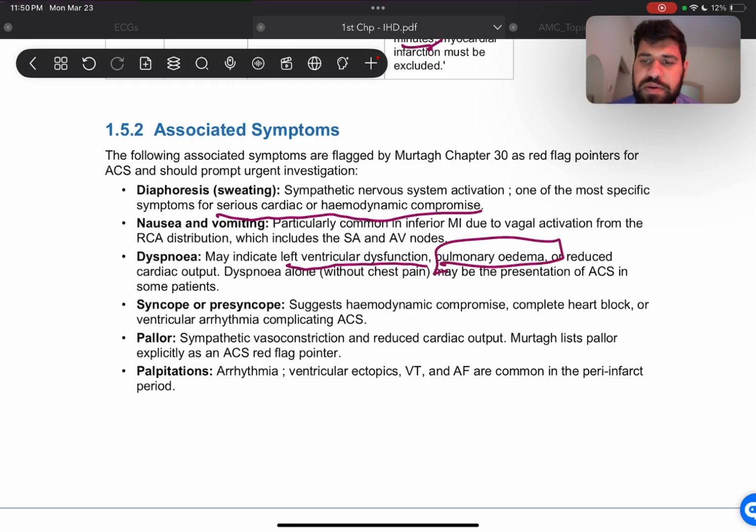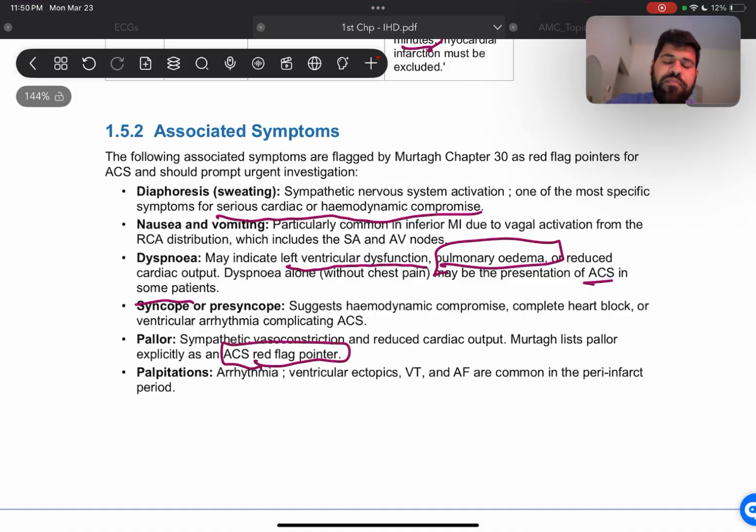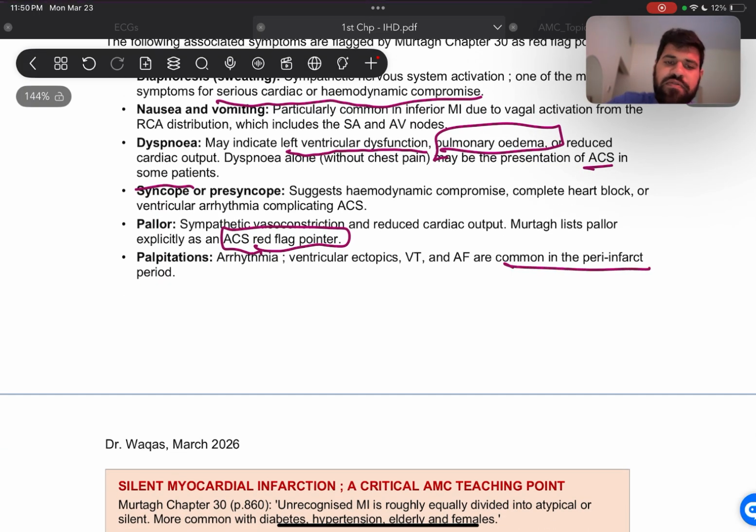All right. So pulmonary edema, we get that, or reduced cardiac output. Dyspnea alone without chest pain may be the presentation of ACS in some patients. All right. Syncope or pre-syncope suggest hemodynamic compromise, complete heart block, or ventricular arrhythmia complicating ACS. Pallor: sympathetic vasoconstriction, reduced cardiac output, and it is explicitly an ACS red flag pointer. All right. Palpitation, so arrhythmia, ventricular ectopics. You can just think about it that if the muscle of the heart is not receiving blood properly, then there are going to be arrhythmias. So the SA and AV nodes, the fibers are not going to receive enough electrolytes, enough blood. So there's going to be arrhythmias. And they're common in the peri-infarct period.